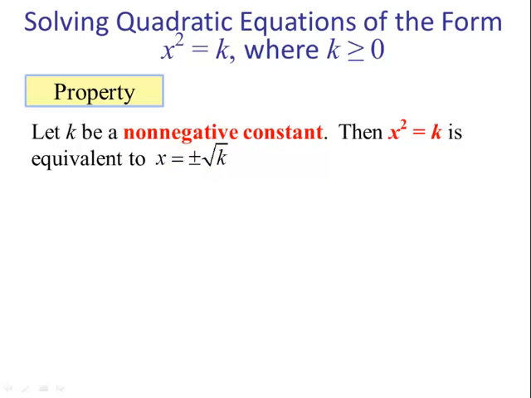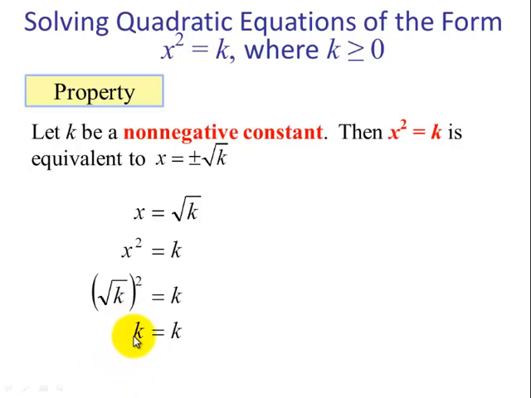So why do we have two solutions? Well, let's take the first one, positive square root of k. If I take positive square root of k and substitute it back in the original equation, I want to see, does the left hand side equal the right hand side? So I substitute square root of k in for x, I square it, and square root of k times square root of k is k. So the left hand side equals the right hand side.